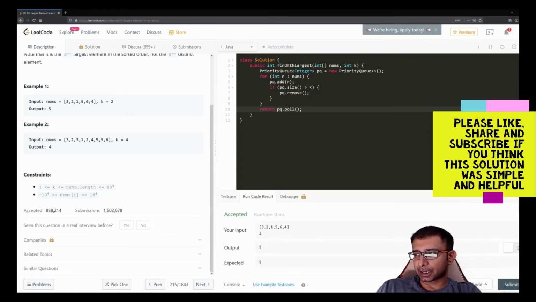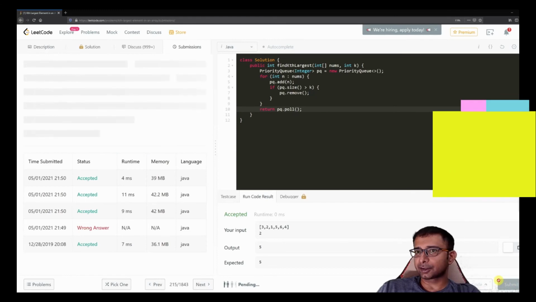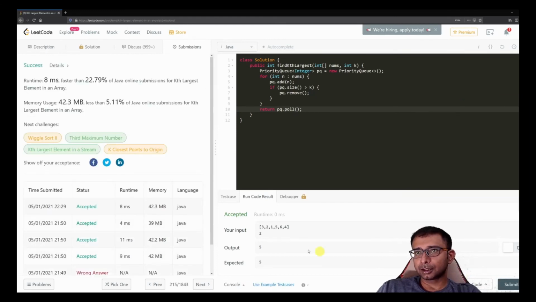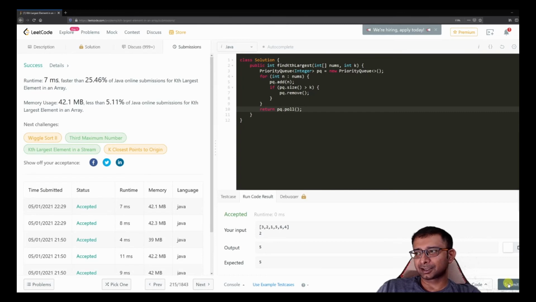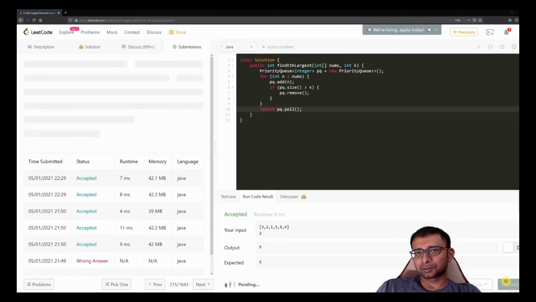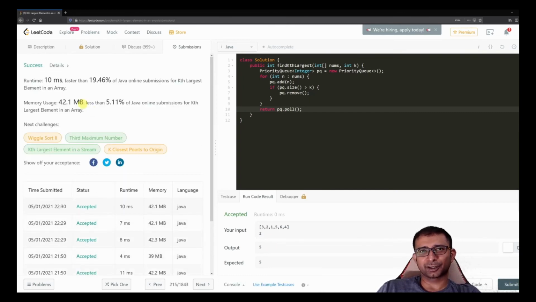So let's run this code and check. So yeah, it's been accepted. Let's submit and check for a wider range of test cases. So we have an 8 millisecond performance, 22.79%, though I feel there is some problem with Leetcode over here. So just to show you again, I'll do a submit and you will get a better or a worse number than this for the same solution. So you can see that if I continue to submit, you will get different results at different points of time. So don't go by it.